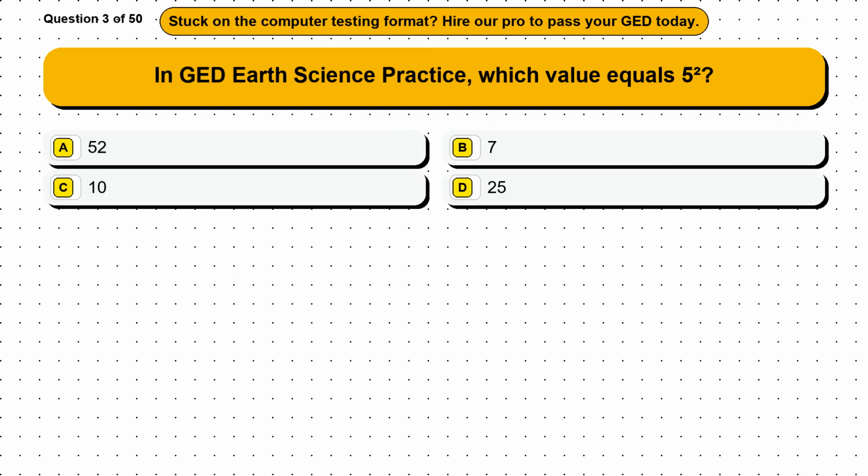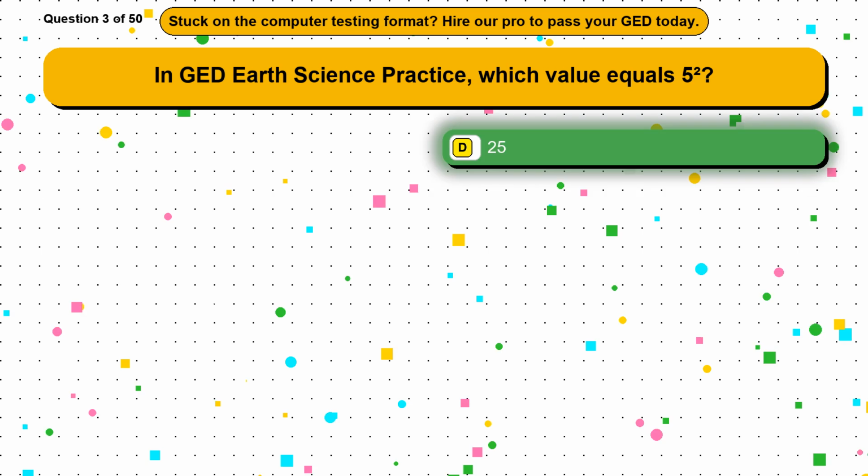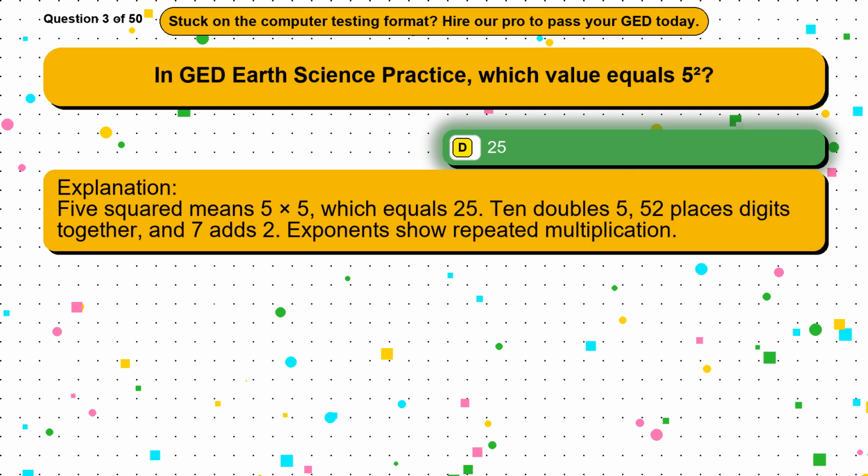Question 3. In GED Earth Science Practice, which value equals 5 superscript 2? Option A, 52. Option B, 7. Option C, 10. Option D, 25. The correct answer is option D. 25. 5 squared means 5 times 5, which equals 25. 10 doubles 5, 52 places digits together, and 7 adds 2. Exponents show repeated multiplication.